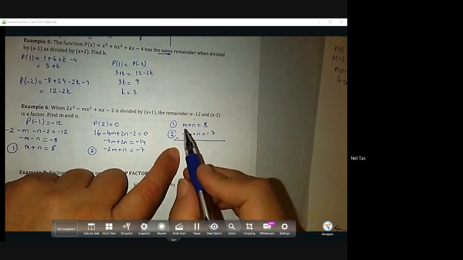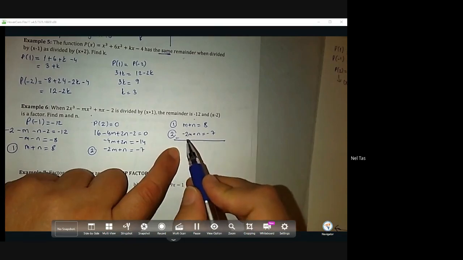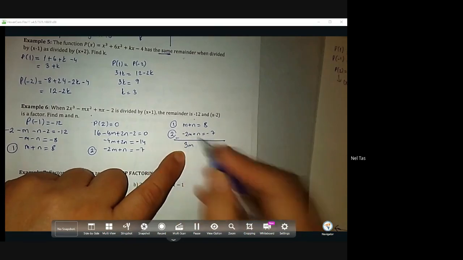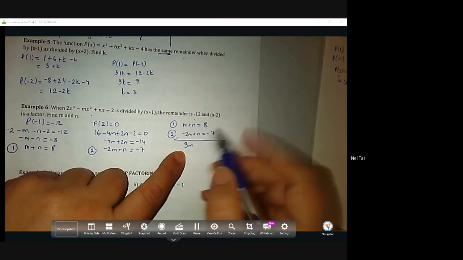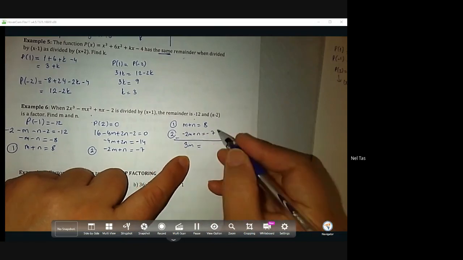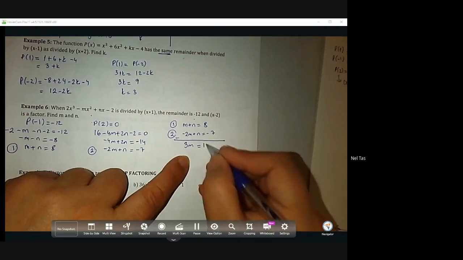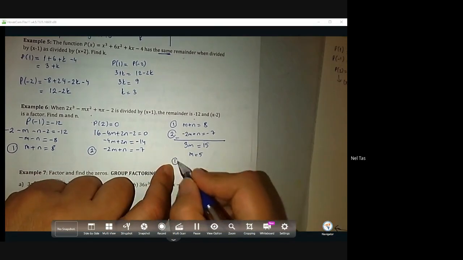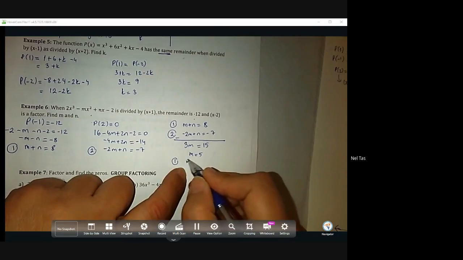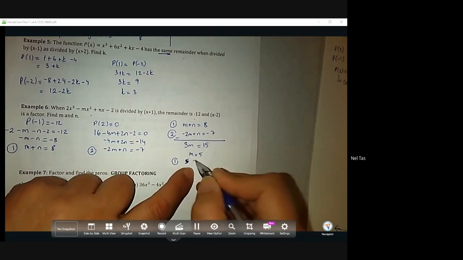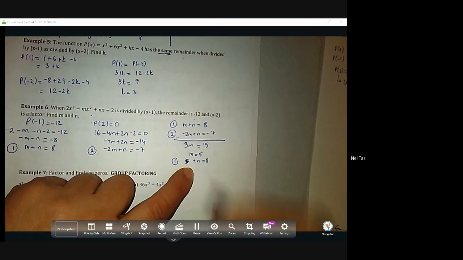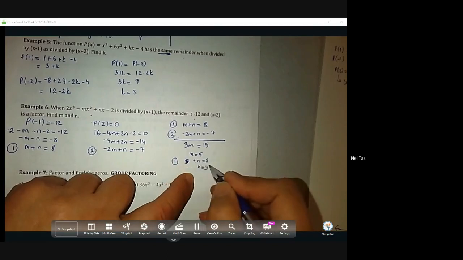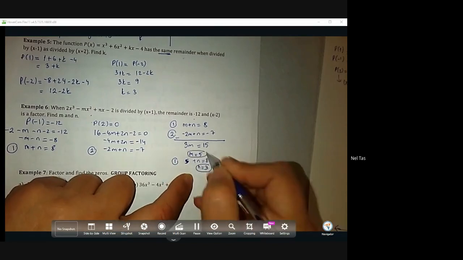Let's do that. m minus negative 2m is 3m. n minus n is 0. 8 minus negative 7 is 15. Divide both sides by 3, you get m equals 5. Then you take that and sub into equation 1 or 2. Okay, so let's sub in 1. 5 plus n equals 8. So n equals 3. Now we solve.